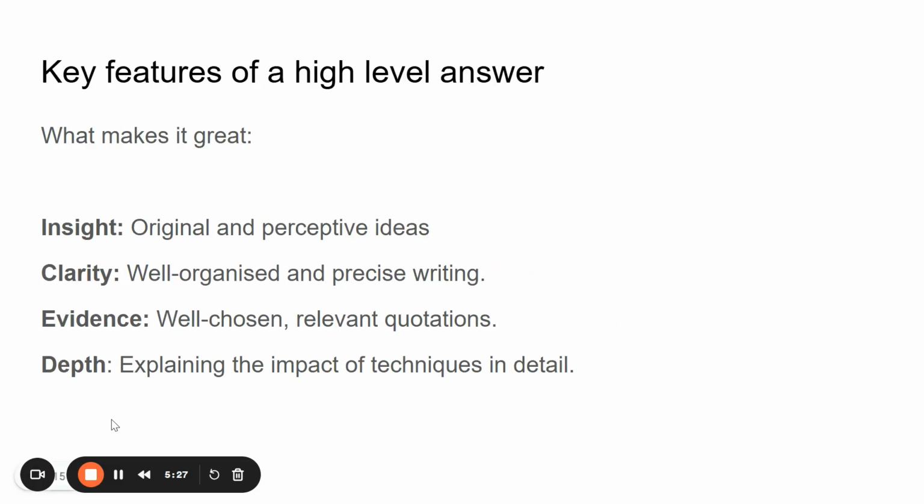So, what makes a high-level answer? Which ultimately is what you want. You want to get the best possible marks, the most possible marks. Okay. 4 things. Firstly, insight, original and perceptive ideas. Clarity, well-organised and precise writing. Evidence, well-chosen, relevant quotations. And depth, explaining the impact of techniques in detail.